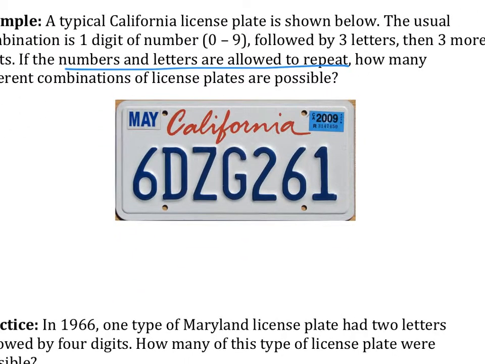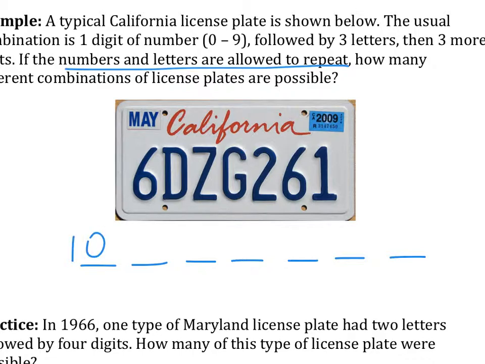Okay, so let's look at it. How many spaces are there? 7. Okay, so 1, 2, 3, 4, 5, 6, 7. In the first space, what do we have to have? Is it a number or is it a letter? Number. And how many choices do you have to pick from the numbers? 10.